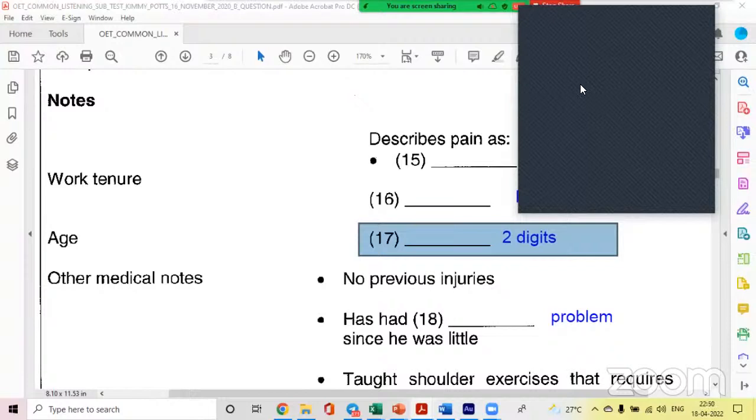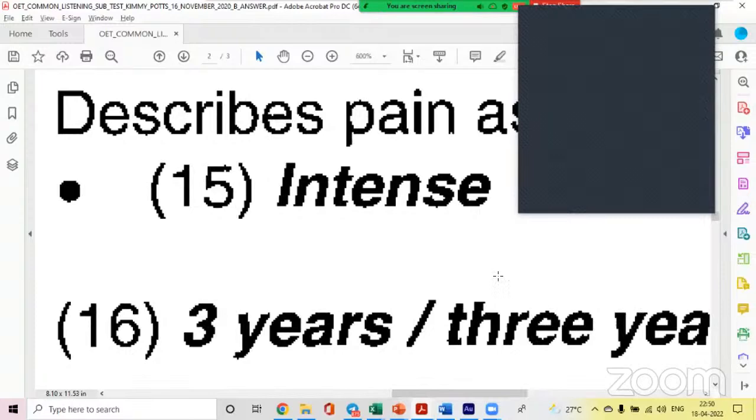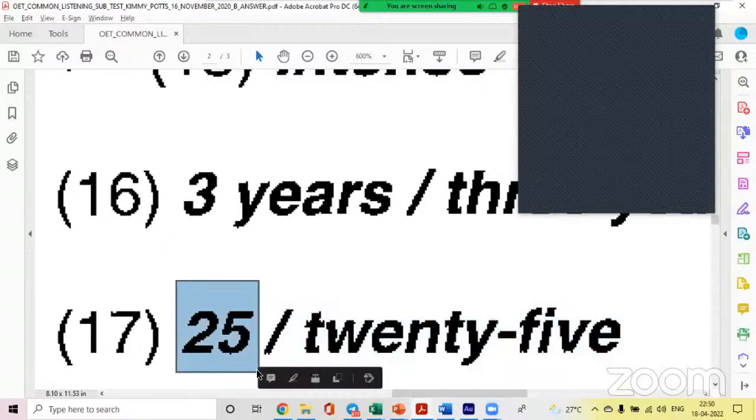Question 17. Okay, now let us see what is the answer. 3 years. Okay. Question 17: 25. You have to write like this or you have to write like this. If your hyphen is not there, it is a mistake again. So 25. Be careful. Then next one.